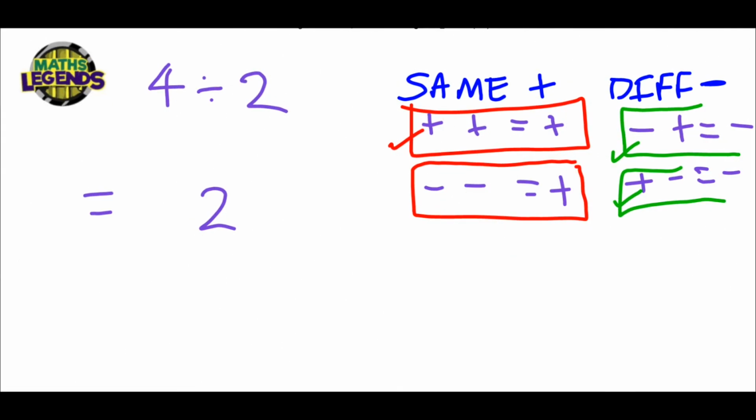And in the last case, if both numbers were negative, then we're using this rule here, that they're the same. So our answer is positive 2. And again, we will just write this out as equal to 2.